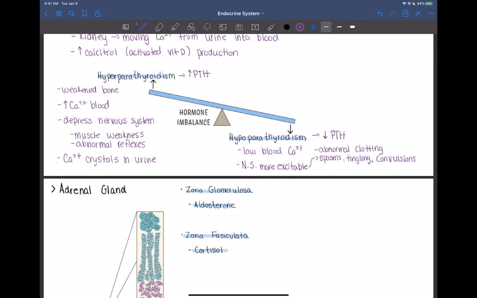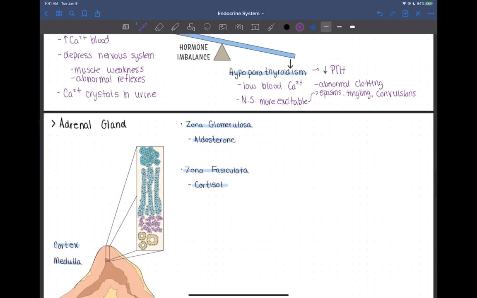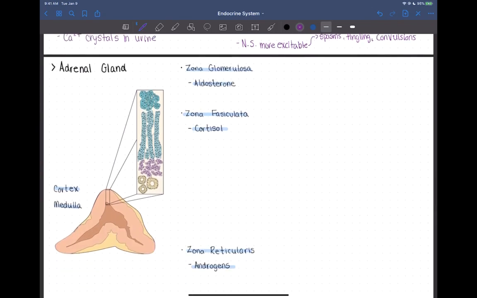All right, and so lastly, we are going to talk about the adrenal gland. Specifically, we're going to talk about the adrenal cortex in this video, and then we'll wrap it up and talk about the medulla in the next video. Okay, so the adrenal gland is located on top of the kidneys. So each kidney has an adrenal gland sitting on top of it.